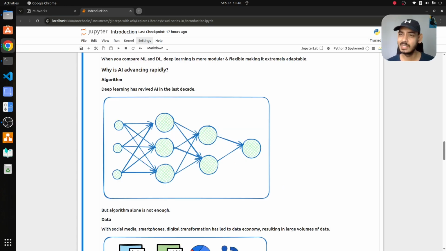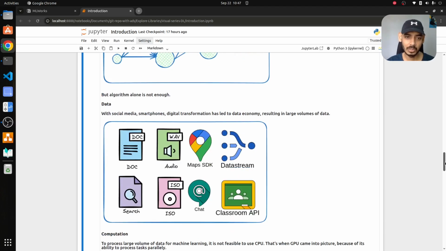So now let's understand why is AI advancing so rapidly. There are three main factors that led to the rapid development. First is algorithm, then comes data, then comes computation. In the last 10 years, there have been various significant breakthroughs that led to massive development in deep learning algorithms, which led to the state of AI what we have today. And also when it comes to data, with the introduction of so many different platforms like social media, smartphones, digital transformation, it has led to a data economy where data points are captured everywhere, which resulted in large volumes of data. So when you have such large volumes of data, you can put those data into action by finding insights into it.